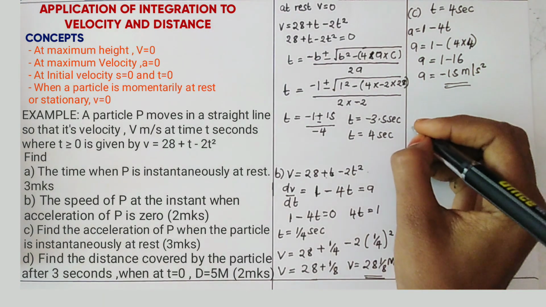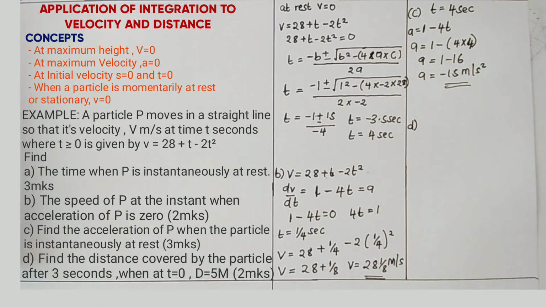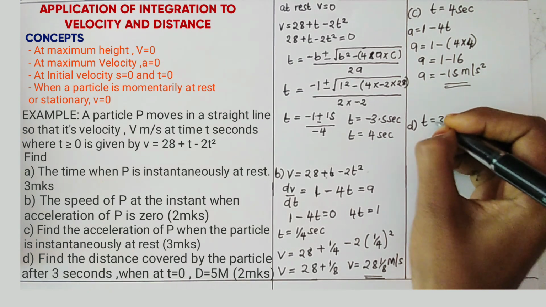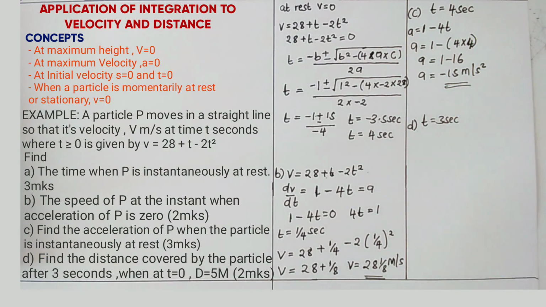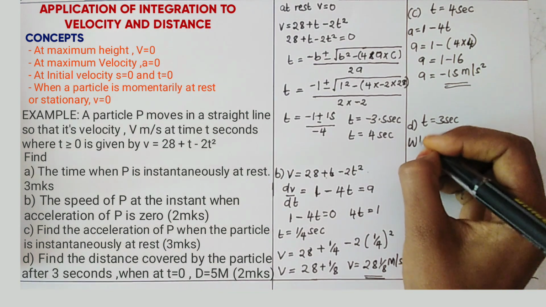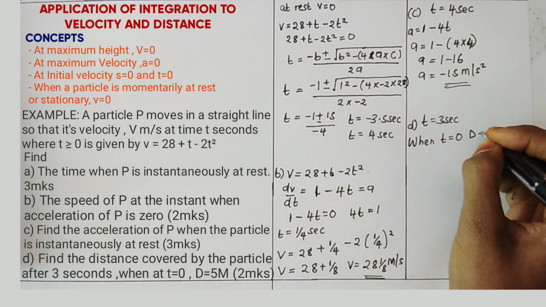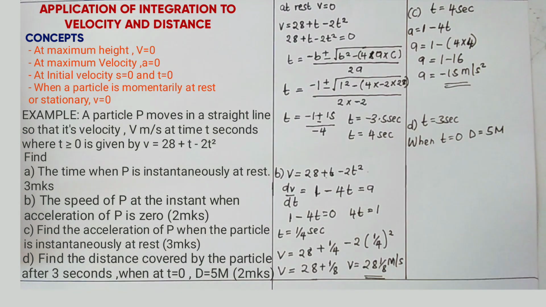So part D of the question. Part D of the question says, find the distance covered by the particle after 3 seconds. You have been given time is 3 seconds. And you have been told when t is 0, d is 5. So when t is 0, d is 5 meters. That is distance, is 5 meters. So how do I find distance? I find distance by integrating velocity.